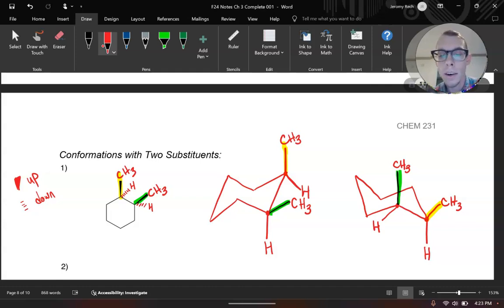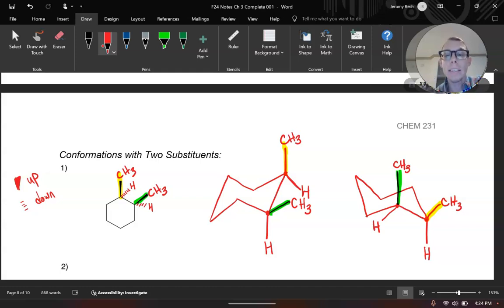One important thing here is you do not draw wedges and dashes on a chair. That has a very, very different meaning, and it is not going in the plane and out of the plane. That axial up and equatorial up, or axial down, equatorial down, that is the direction. So you'll notice that these are all just normal solid lines. We don't draw any wedges or dashes. Now, if I look at these two different structures, we now need to try to determine which of those is going to be the most stable.